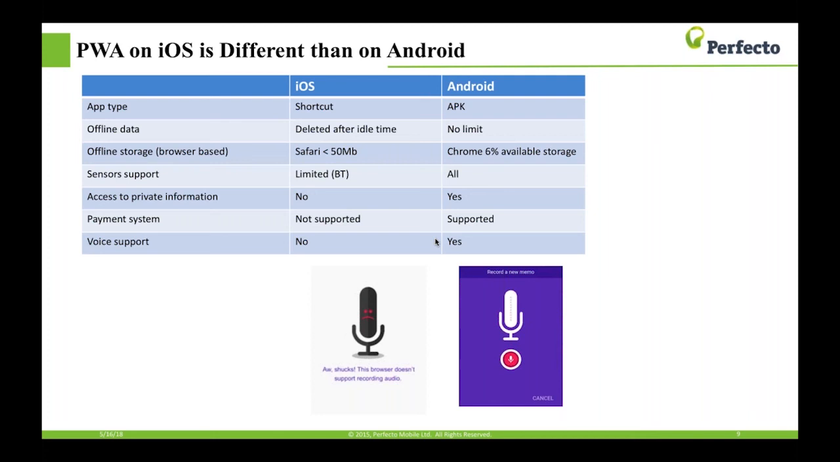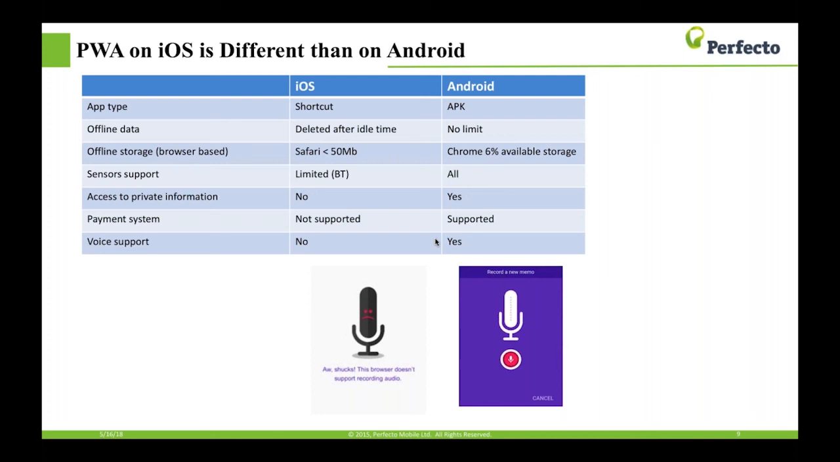We talked about offline storage, and this is important. Remember the article about eBay. They wanted to have their application supported offline. So what is the storage size? For iOS, it's less than 50 megabytes. For Android, it's 6% of the available storage, which can be a lot.